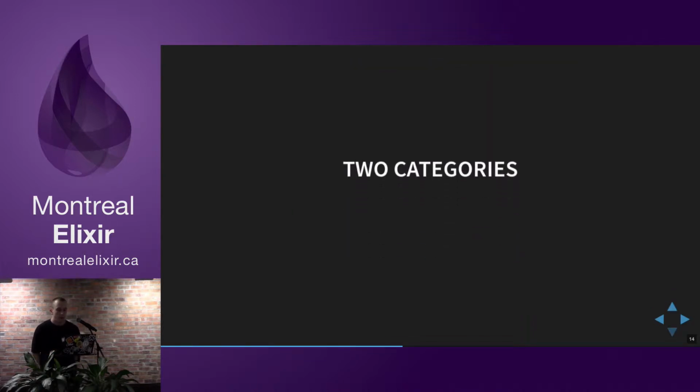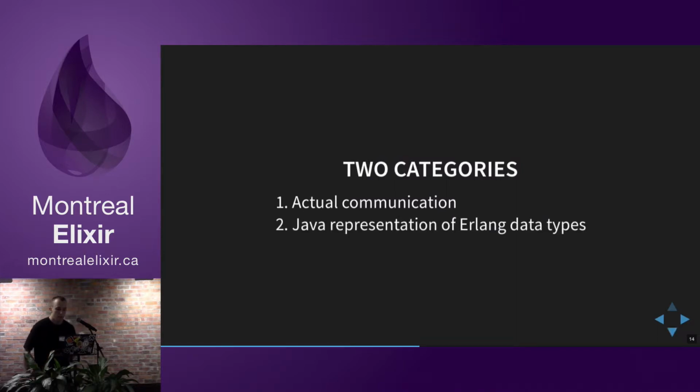The set of classes in the package can be divided into two categories: those that provide the actual communication, and those that provide a Java representation of the Erlang data types, end quote. I'm not going to talk too much about number 2 on this list today, because it's extremely boring, tedious, and just not very fun. You can look at the docs yourself. It's very straightforward. It's just very, very, very boring.